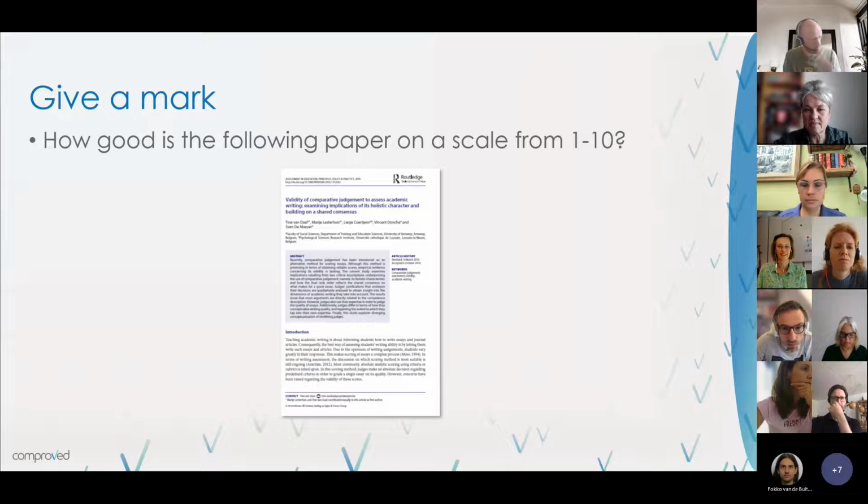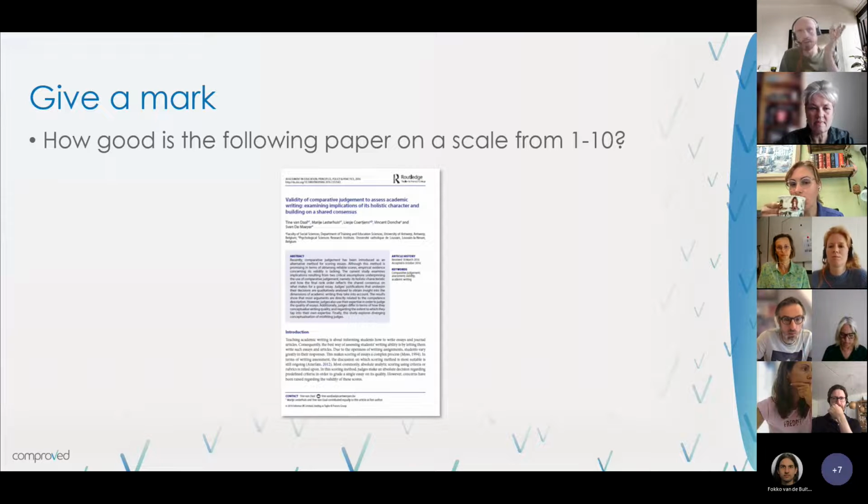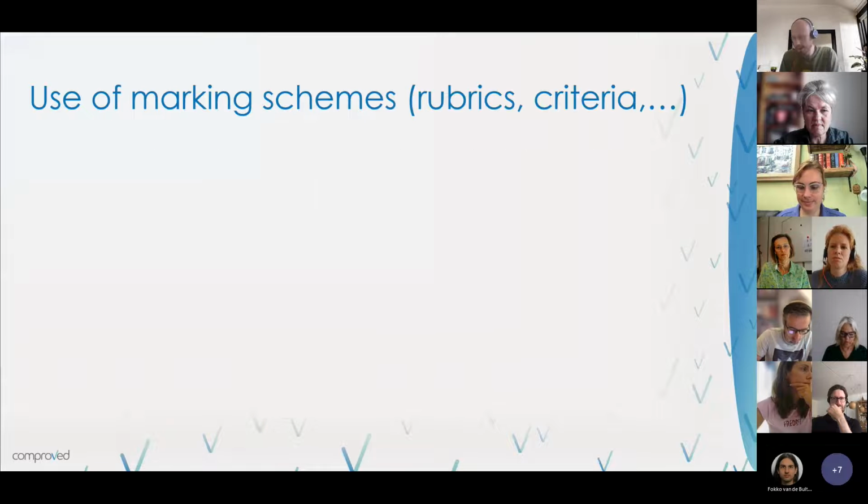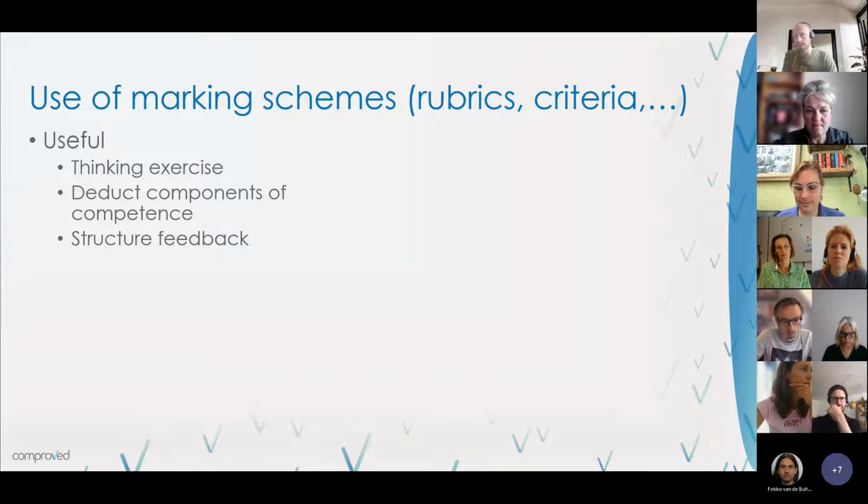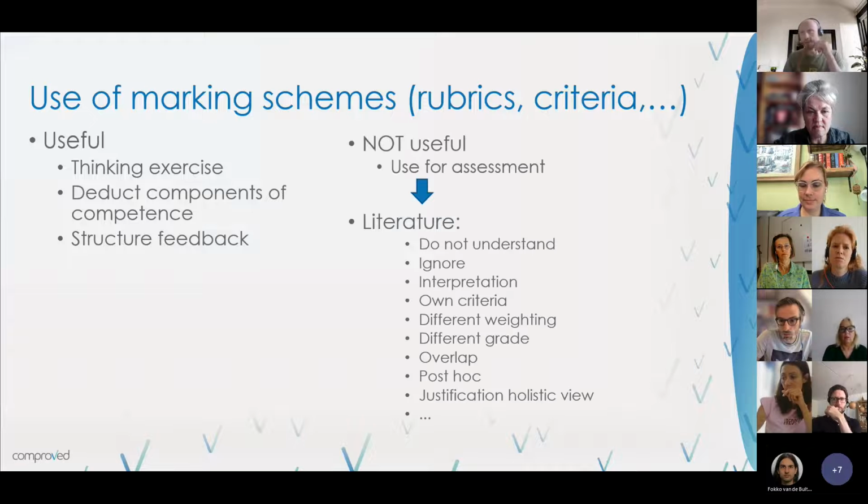Most of the time people say, oh, this is difficult. What is the scale? Normally we use rubrics or criteria, something that we can rely on. We think that rubrics and criteria are a good thinking exercise to think about the competence, to deduct the components of the competence, to structure feedback, and so on. But for the use of assessment, we think it's not that useful.